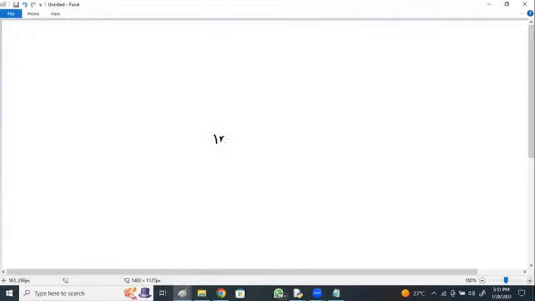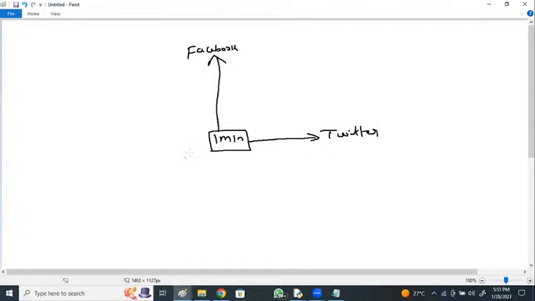If I talk about one minute of transactions, in a minute, how many Facebook posts, and what is the data generated by Facebook? In a minute, how many Twitter tweets? What is the data generated by Twitter in a minute? What is the data generated by Google queries? What is the data generated by YouTube video uploads?